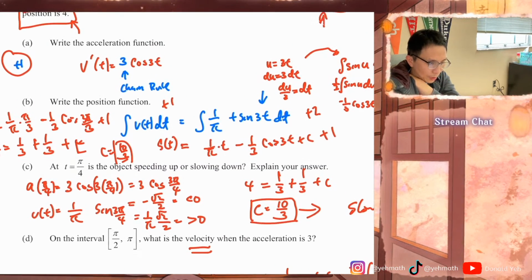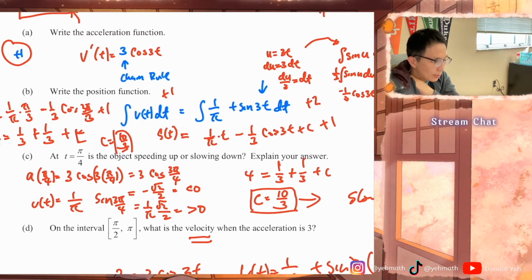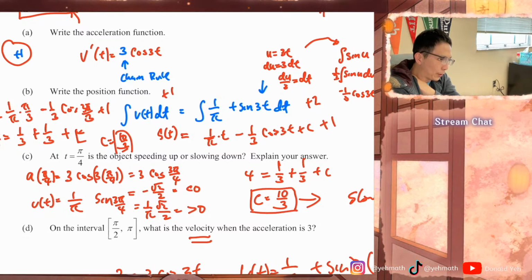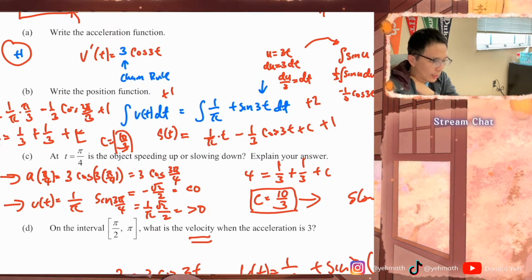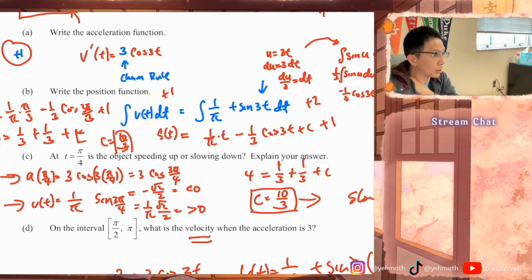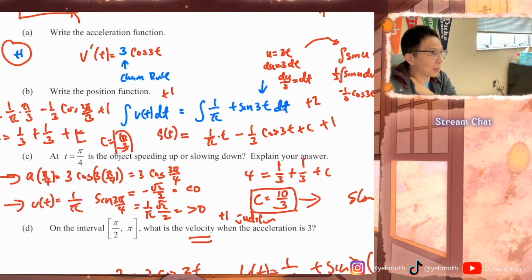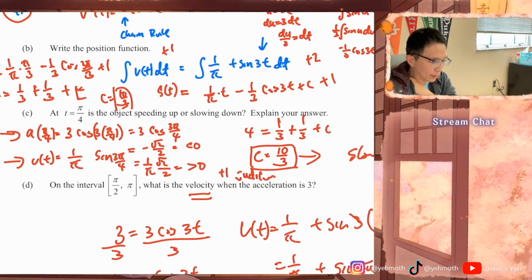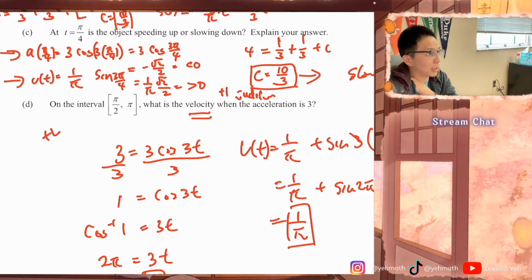Maybe 2 points. So 1, 2, 3, 4, 5, 6, 7. Okay, so here you will get probably 1 point for the A of t, and 1 point for B of t, and 1 point for justifications. So plus 1 for justification. For the justification, you say they have opposite sign. If they have opposite sign, then it's slowing down. And here you probably get the last 2 points to get all 9.